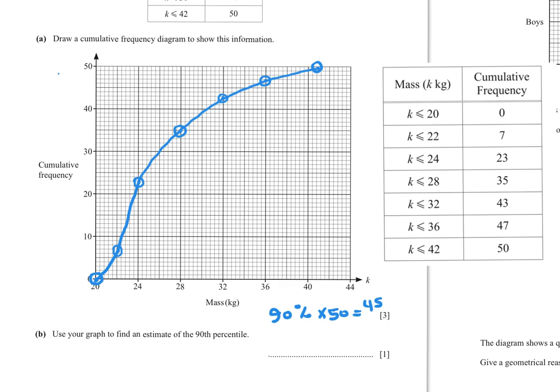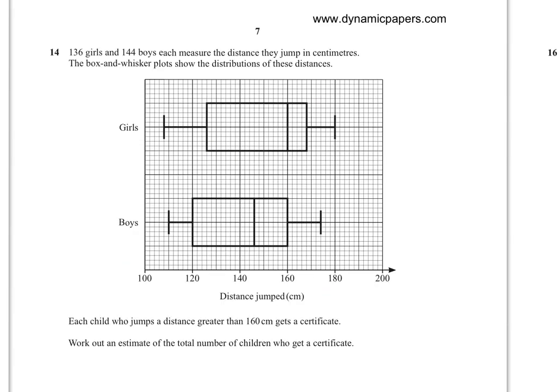Now from 45, draw a horizontal line till you reach the curve. You can use the ruler. Then go down to find the 90th percentile. The 90th percentile is between 32 and 36, so 34. So the 90th percentile, 34. Number 14. 136 girls and 144 boys each measure the distance they jump in centimeters.